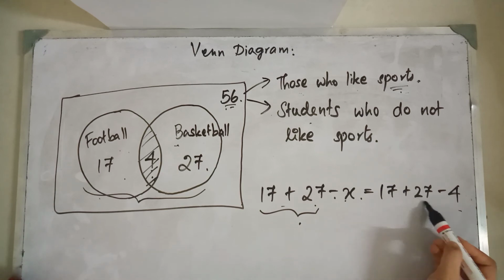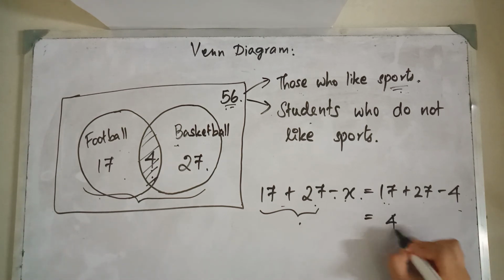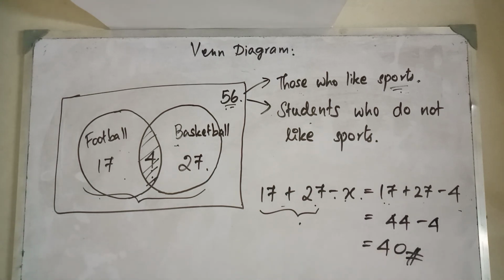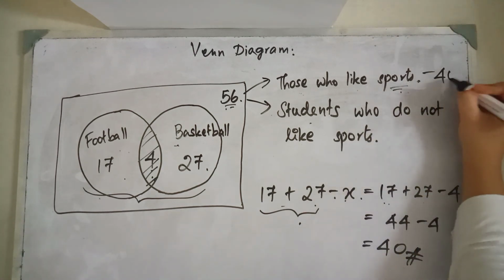Now let's look at what 27 plus 17 is. Sorry, I'm sorry, it will be equal to 44. Let me just double check. Yeah, it will be equal to 44. So we'll have 44 minus 4, and that is equal to 40. So the number of students who like sports is 40.